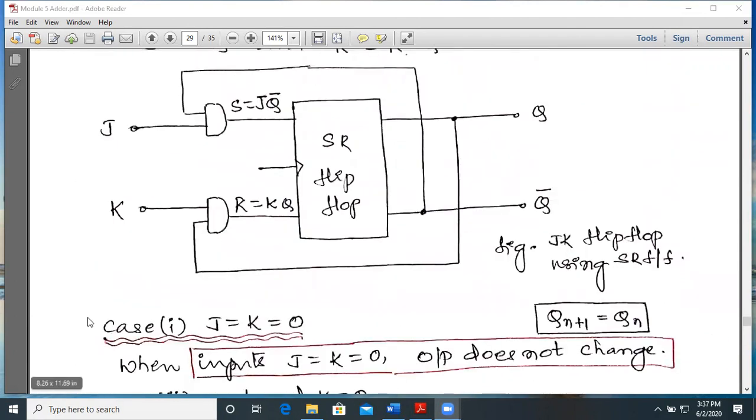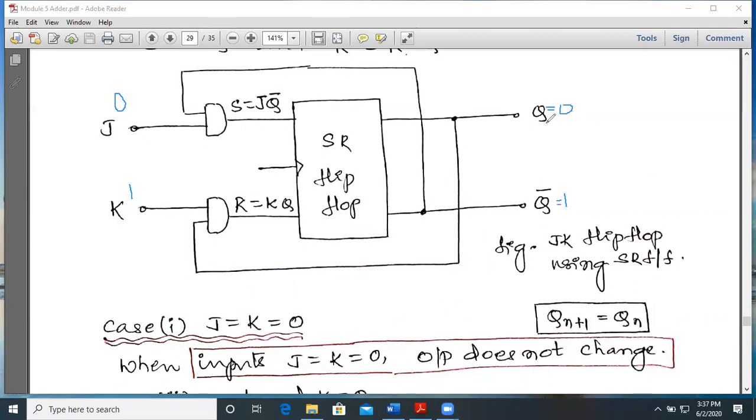Okay, so now let us move on to see the third case. In the third case, this is the third input that we are giving: J is equal to 0 and K is equal to 1. With only these inputs, we cannot get the outputs. So first thing we need to assume is, let us assume Q is equal to 0 and Q bar is equal to 1.